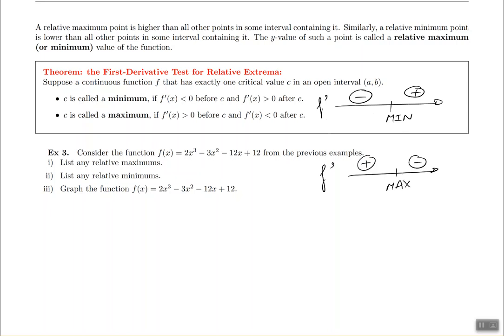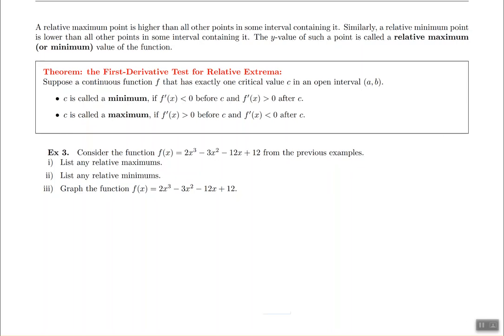What's the reason for this? The reason is the following. If the function is decreasing, then increasing, that creates a little valley, so we know the middle is going to be a minimum. In the second situation, the derivative is positive, which means the function is increasing. Then the derivative is negative, which means the function is decreasing. So it creates a little bit of a hill, which means the number in the middle is going to be a maximum. So that's what the first derivative test for relative extrema is telling us.